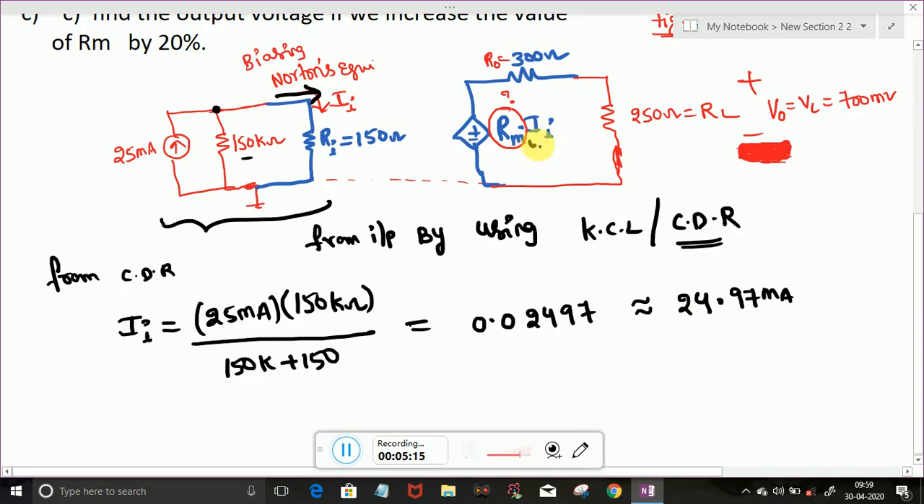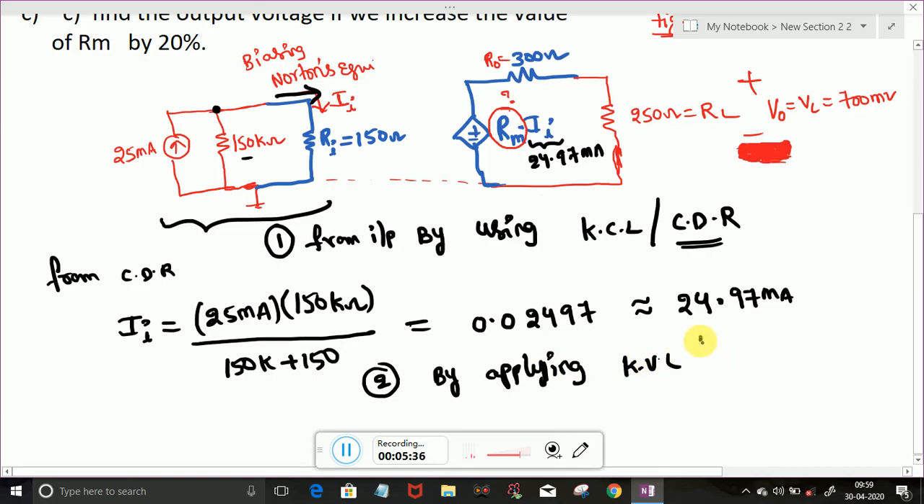Now what we got is this Ii value, 24.97 milliamperes. This is step 1 and this is step 2. Now here you can apply KVL or the voltage division rule. So now you got the significance of these two rules. That's why I explained in my first video about VDR and CDR. The simplification becomes much easier if you apply these two directly in these types of circuits, or you can assume a current flowing and write the KVL equation also.